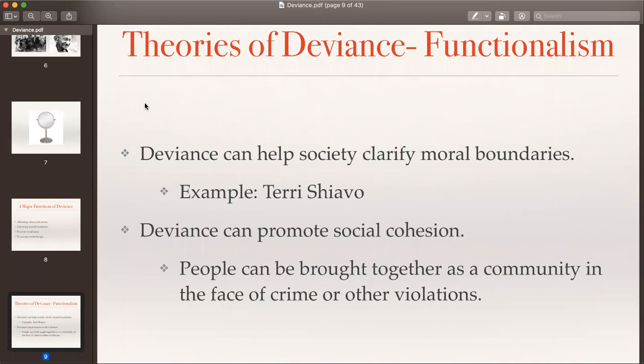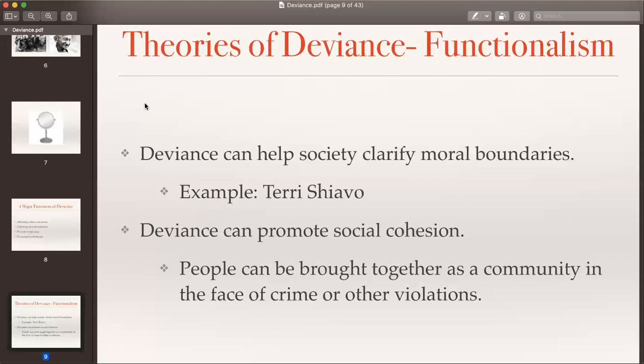According to functionalist theory in relation to deviance, deviance can help society clarify moral boundaries. In the case of Terri Schiavo, a woman who is kept alive by machines in a hospital. Her husband made the decision that this is not providing her with a quality of life, that there was no hope, based on medical professions, of her ever living again without the dependency of machines, that her life would never be normal, in quotations, again. And he made that conscious decision to remove the machines, to let her pass away.